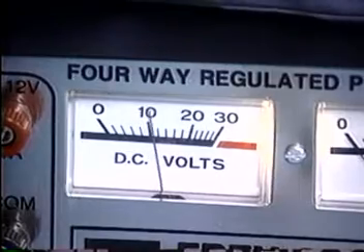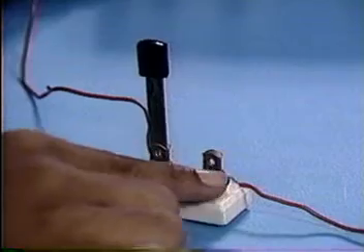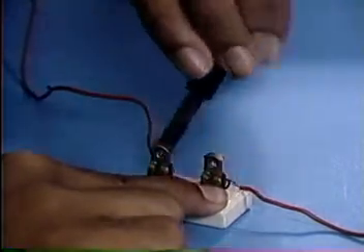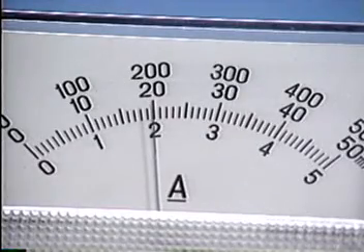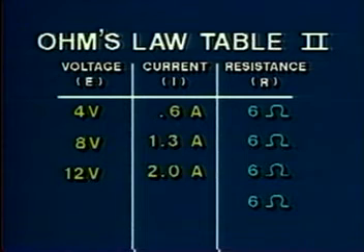Turn the voltage up to 12 volts. Close the switch on your circuit and read the ammeter. It's at about 2 amperes. Record the data.